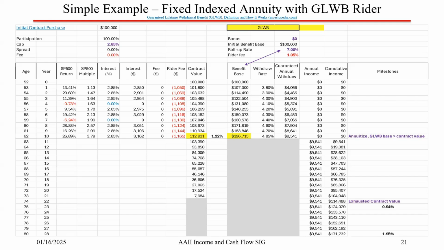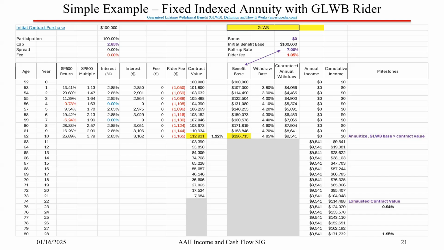And they give you a different withdrawal rate every year. So the guaranteed annual withdrawal is just the benefit base times the withdrawal rate. Okay, so the person in this same example, the S&P went up 3 times in 10 years. So his account, based on the cap, grows to 112,000-ish, but his benefit base grows to 196,000.